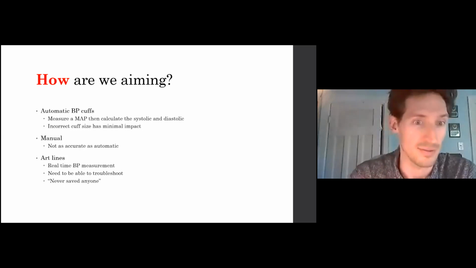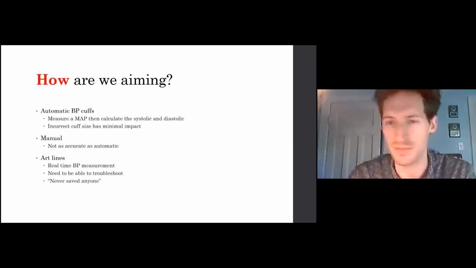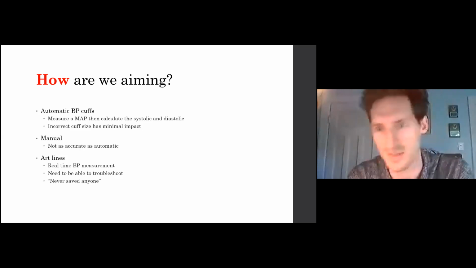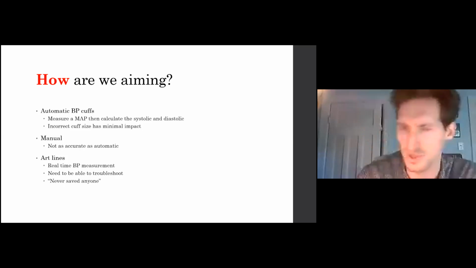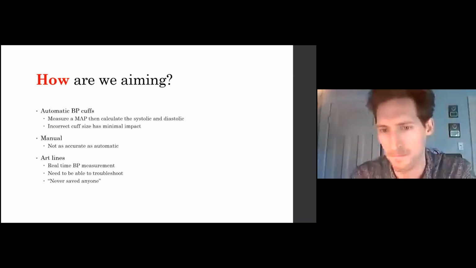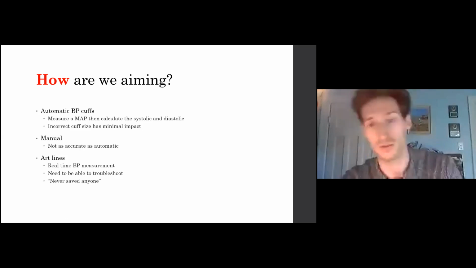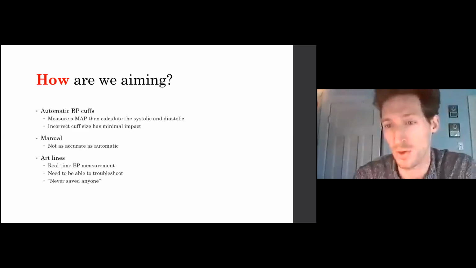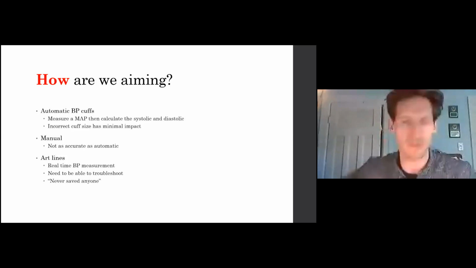Where is that? Yes, art lines. So it has its uses, but you need to be able to troubleshoot it. Is your art line damped? Is your art line resonating? Or is it giving you a right measurement? Although MAP is usually going to be accurate. And a lot of people are saying that it never really saved anyone, and there are no prospective studies that show that art lines are beneficial. And I agree with that. So it's a tool that's not completely necessary for all conditions.